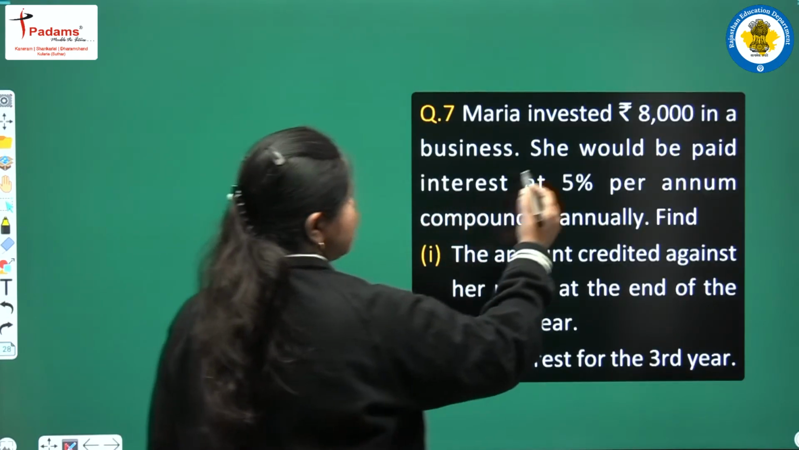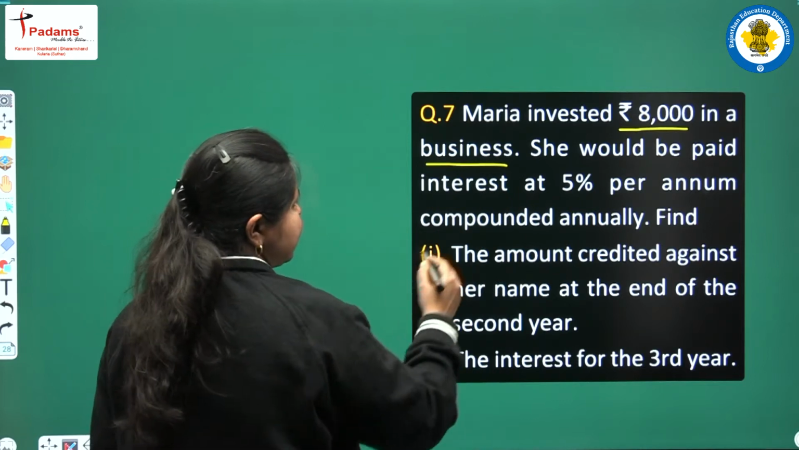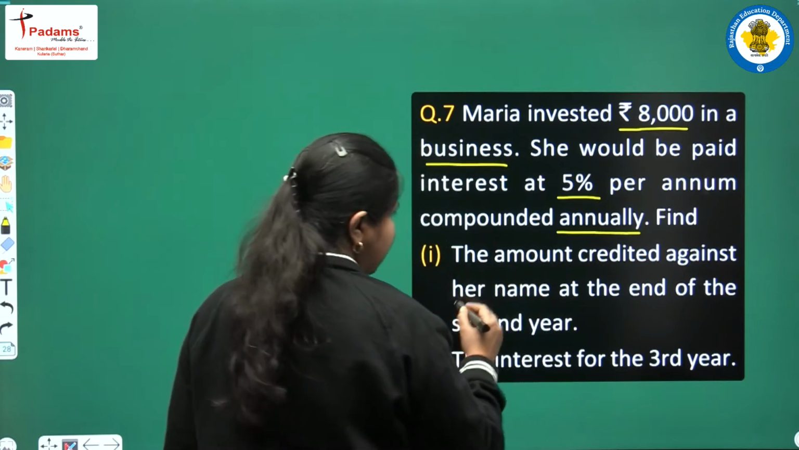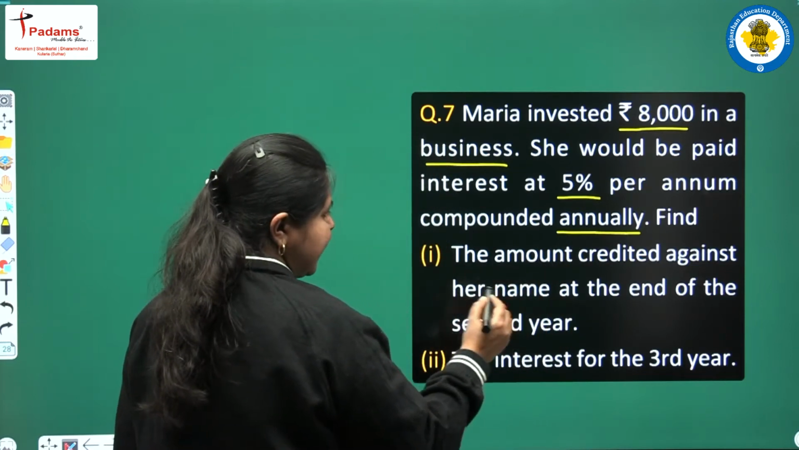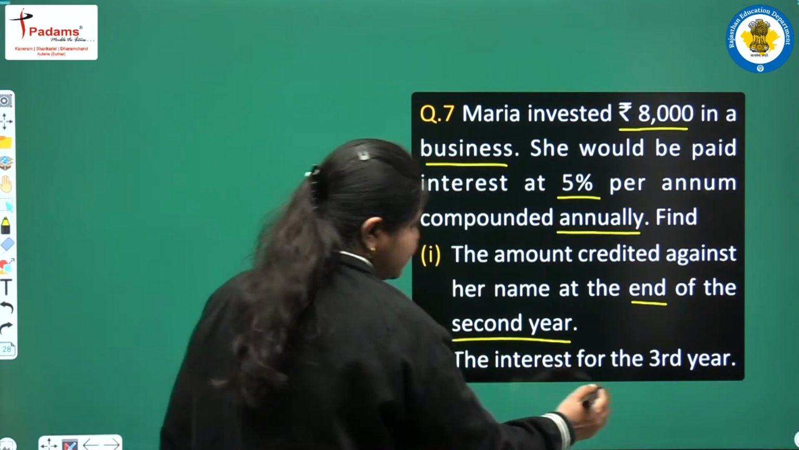Maria invested rupees 8,000 in a business. She would be paid interest at 5% per annum compounded annually. Find the amount credited against her name at the end of the second year and the interest for the third year.